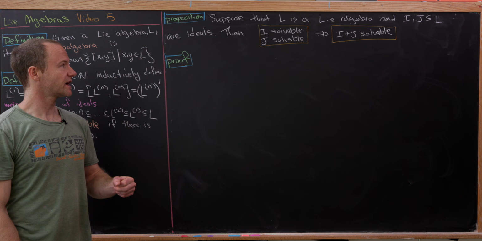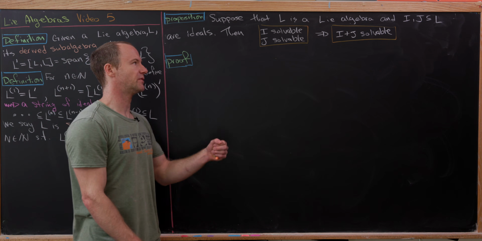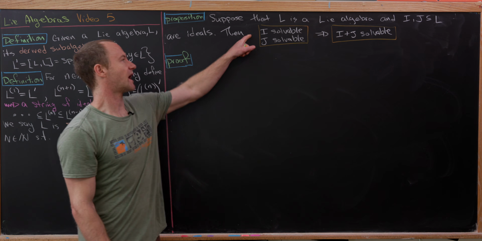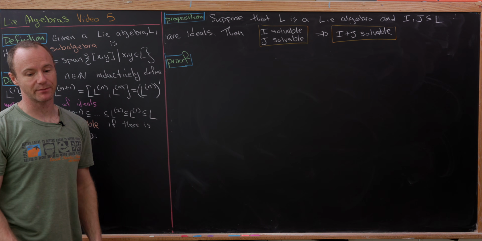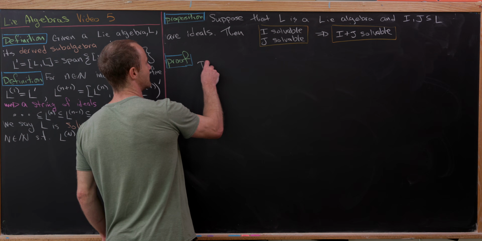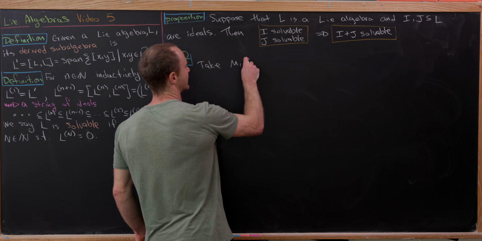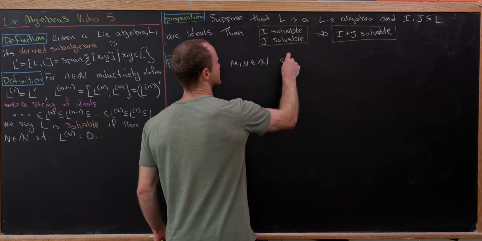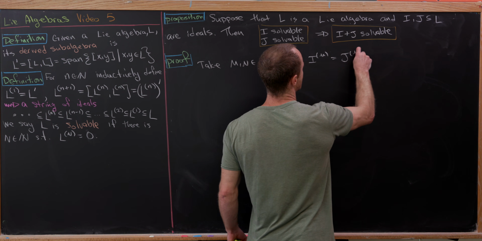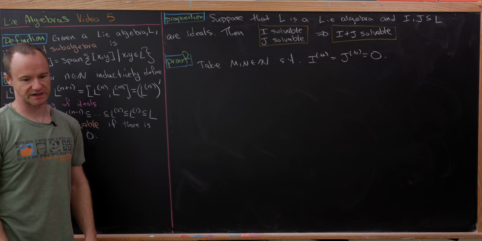Okay, let's move on. So our next result involves two ideals. Again, we've got a Lie algebra L, but now we've got ideals I and J. And we'll show if both I and J are solvable, then I + J is solvable. Okay, so let's take the solvability numbers for I and J. So here we'll have M and N, natural numbers, such that I^M equals J^N equals 0. Again, they're the solvability numbers, if you will.